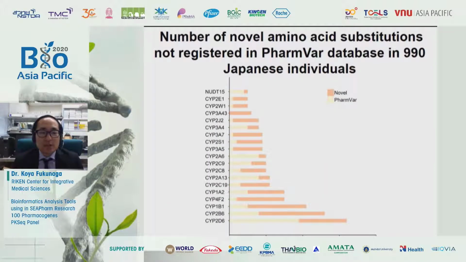Next, I'm showing the novel variation from this Japanese data. The yellow panel shows the novel amino acid substitution. Although many researchers have discovered PK-related variations for a very long time, we can still detect novel variants. Therefore, the PKSeq panel will be useful to discover novel variants associated with drug response.